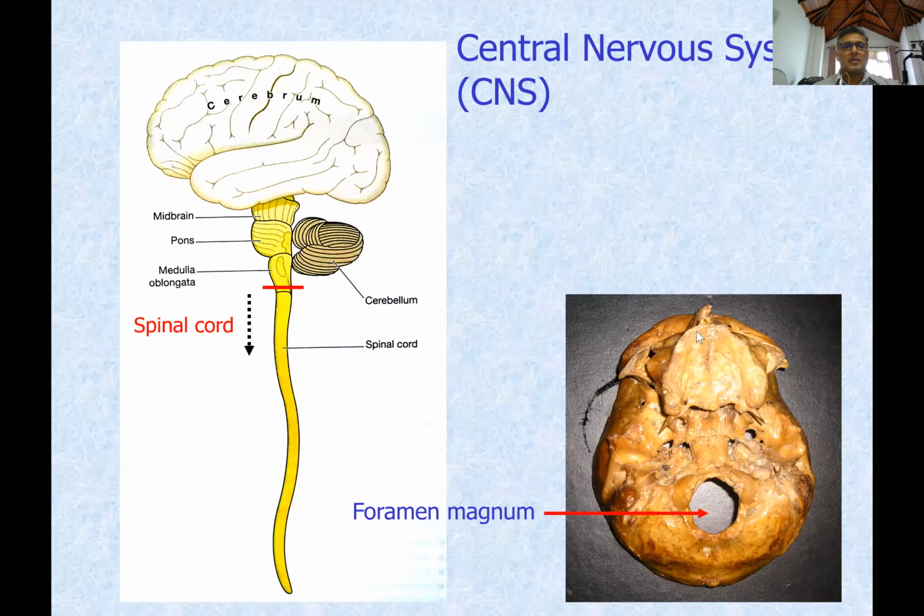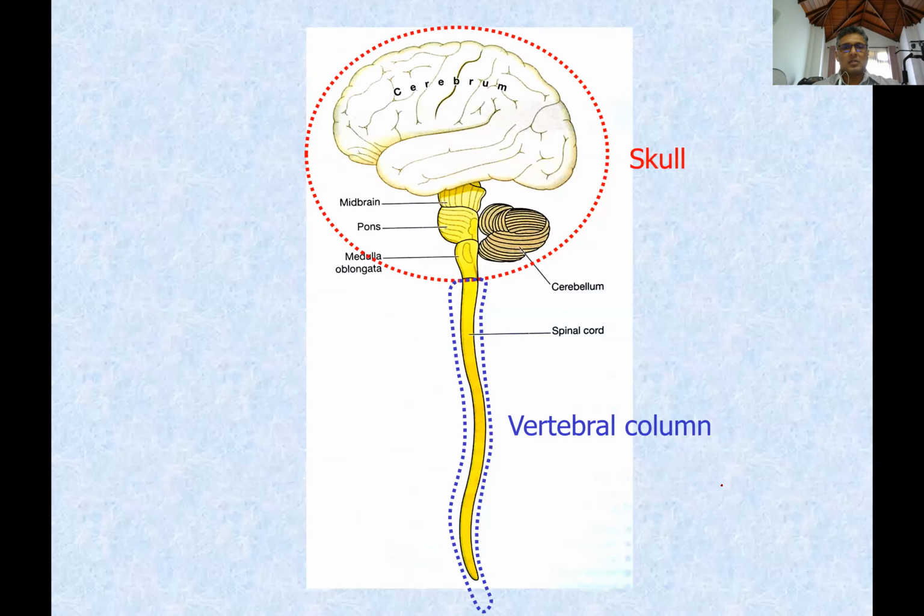Then the brain is inside the cranial cavity. If I draw it, the cranial cavity would be like this. So the brain is inside the cranial cavity, and the brain stem ends roughly at the level of the foramen magnum here, where the spinal cord starts. And the spinal cord is inside the vertebral canal of the vertebral column. So this is how it is. You have the brain inside the cranial cavity and the spinal cord inside the vertebral canal.